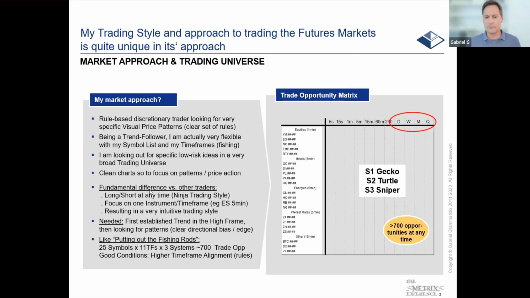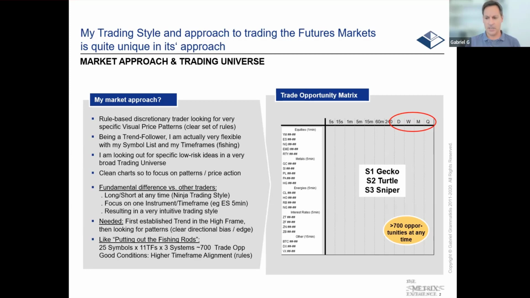Now let's see, what are the fundamental differences between other traders? How do other traders typically trade? So they trade the ninja trading style. They can go long and short at any time with any given symbol. They focus on one symbol and one time frame. It could, for example, be the ES on a 5-minute chart, or it could be gold on a 15-minute chart. So they believe that becoming an expert on a symbol and the time frame is the way forward.